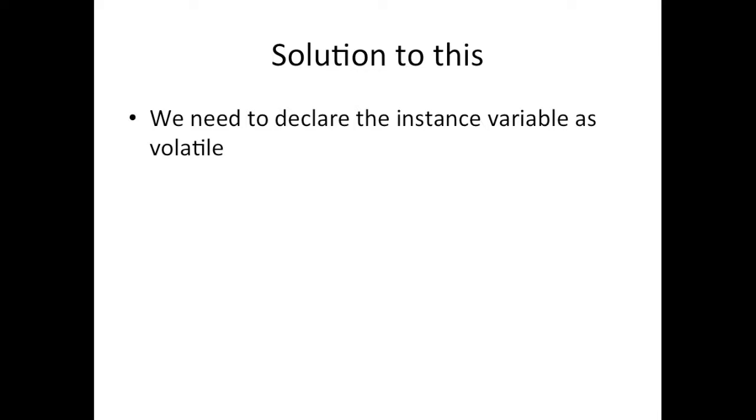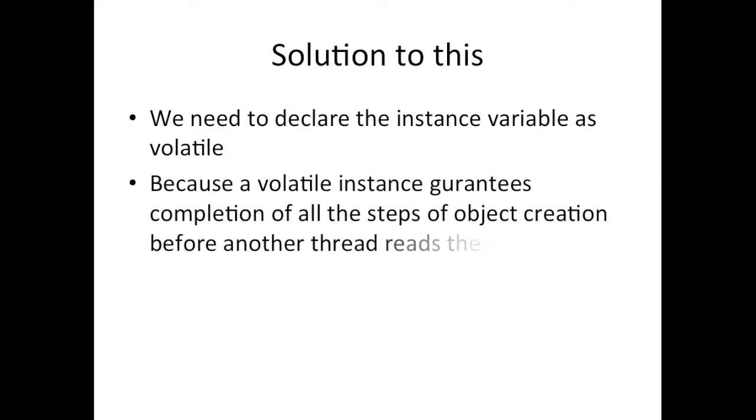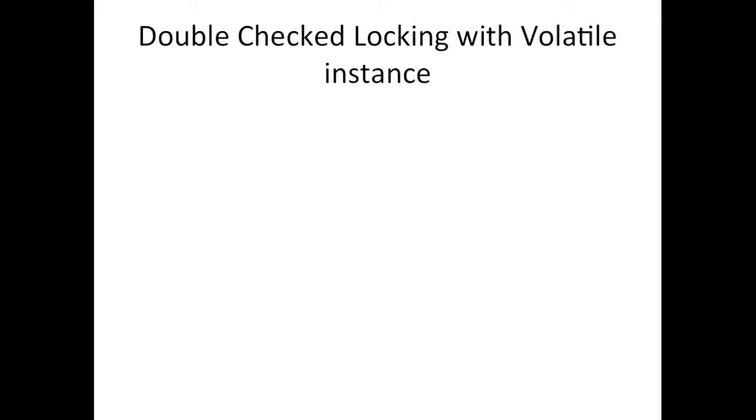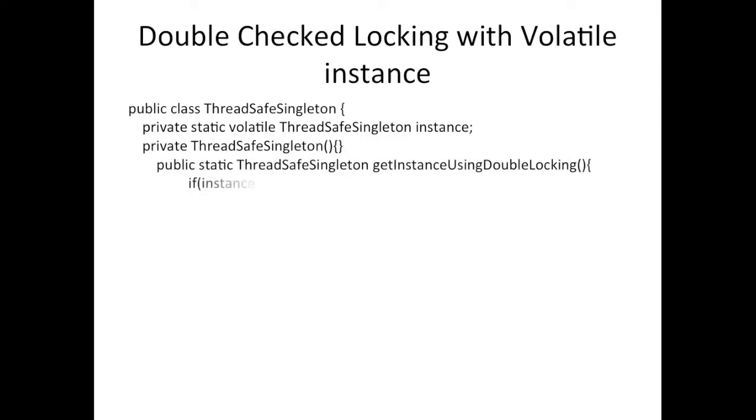So what is the solution to this? Now the solution to this is we need to declare the instance variable as volatile, because a volatile instance guarantees completion of all steps of object creation before another thread reads the reference from the instance variable. So how would a double check locking class look with a volatile instance? Now notice the volatile keyword used over here with the instance. The rest of the code would remain the same.